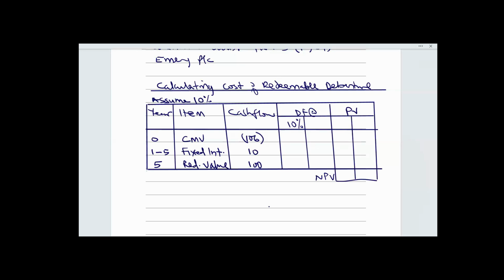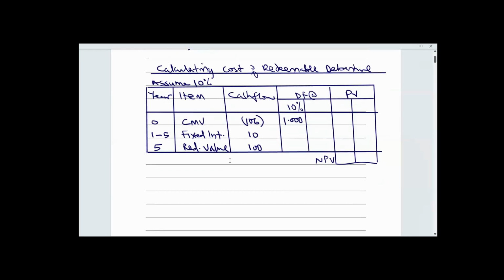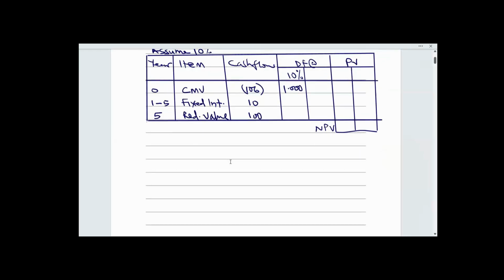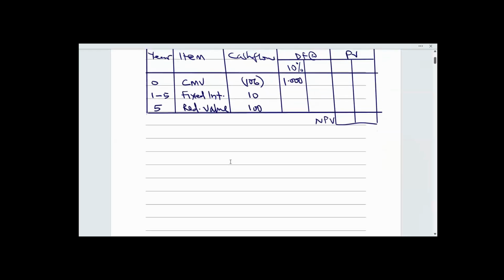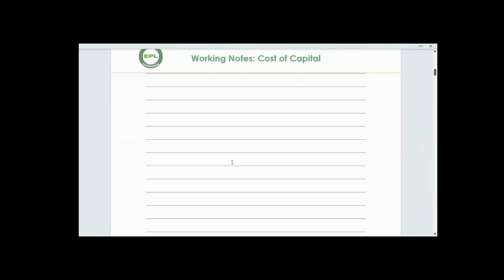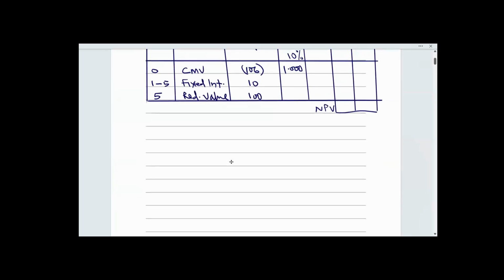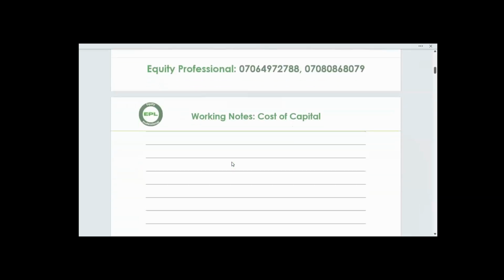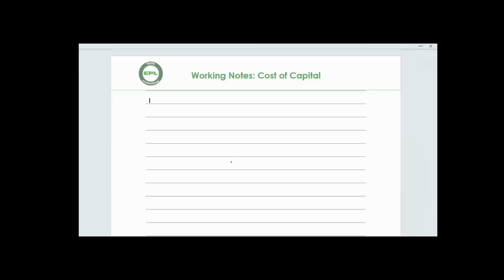So I need to get annuity factor of year 1 to 5 at 10%. I want to believe every one of us understands how to calculate annuity factor. But just in case, because we have done this under cost of preference share, just in case there's anyone struggling on how to estimate annuity factor, let me just write it down for you. So annuity factor.